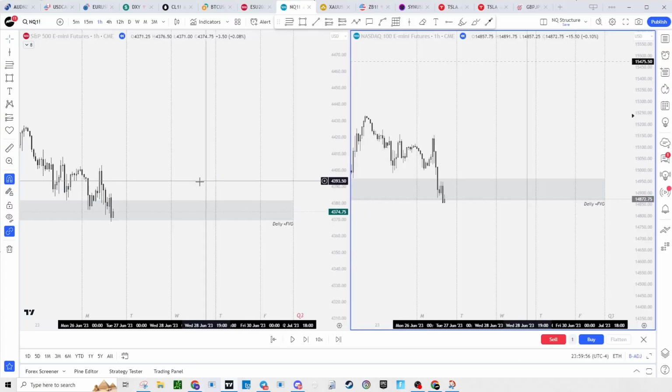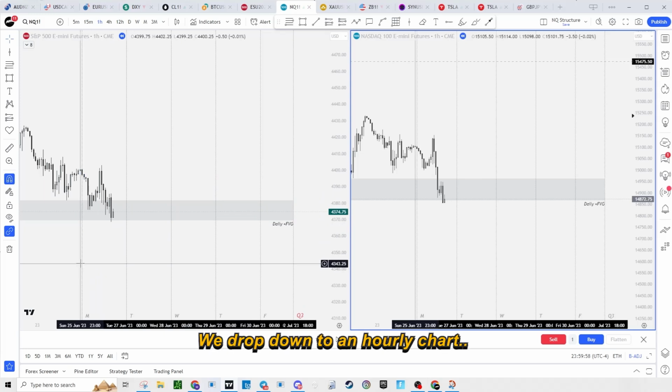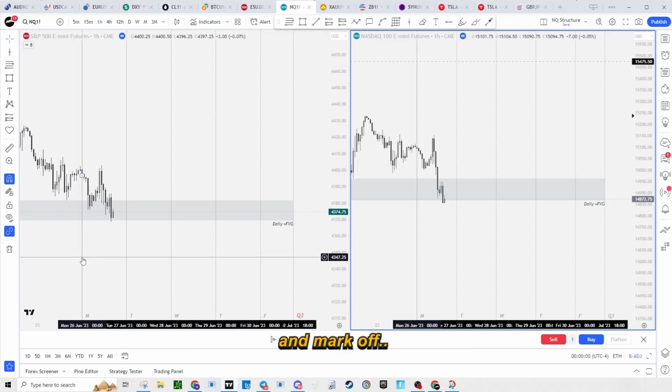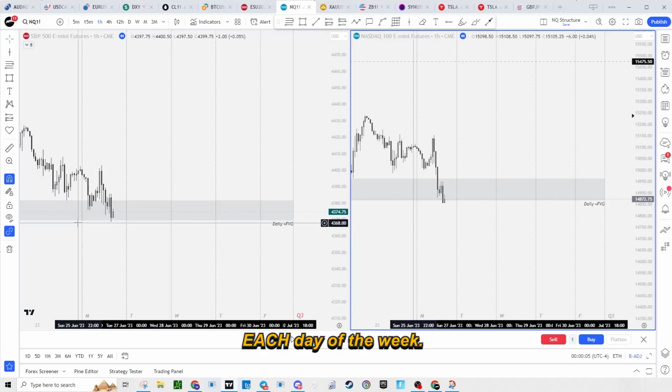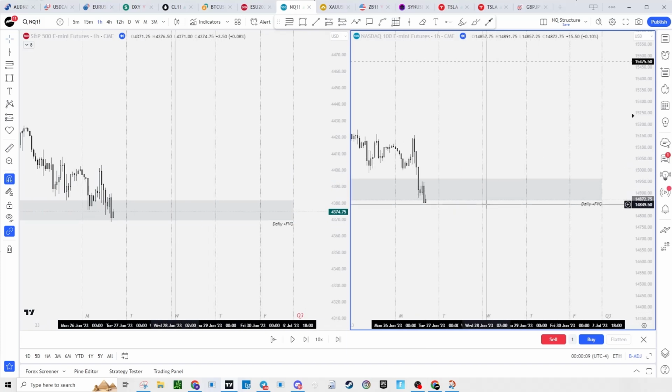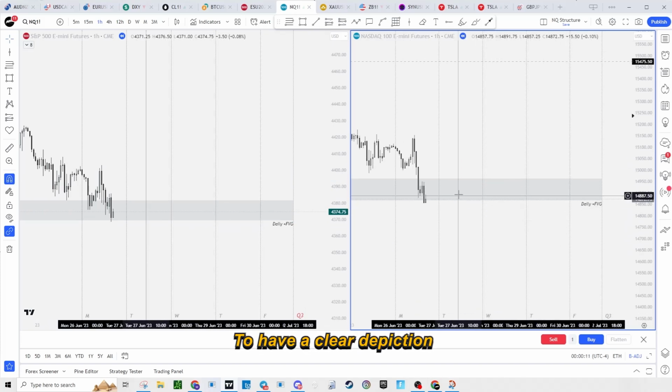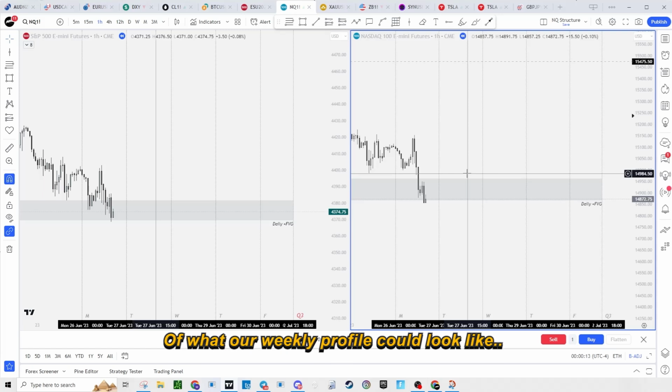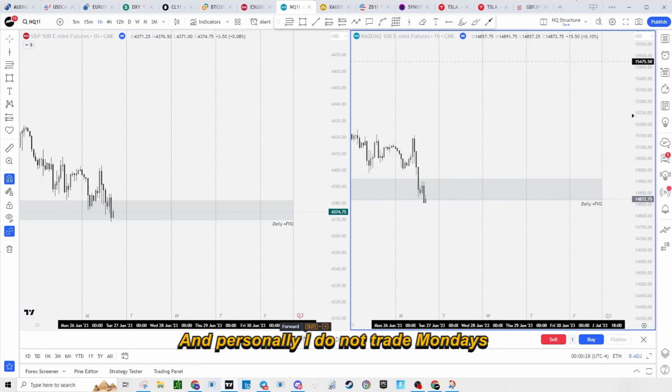So the next thing that I do is I'll drop down to an hourly chart, and I will mark off each day of the week with Monday, Tuesday, Wednesday, Thursday, and Friday. And the same thing for the NASDAQ, just so that I have a clear depiction of what our weekly profile could potentially look like. And personally, I do not trade Mondays, so I'm just going to fast forward price past the Monday to get us into Tuesday's price action.